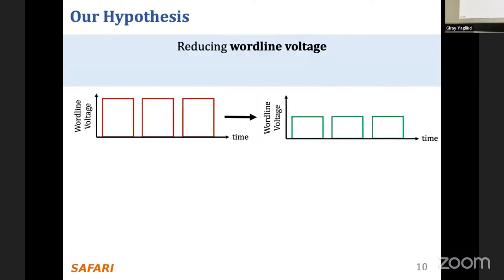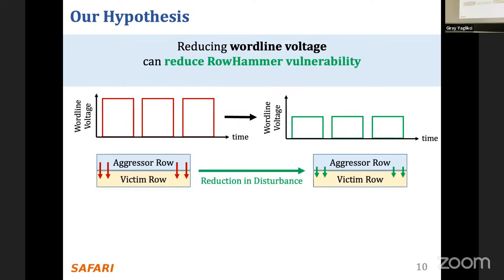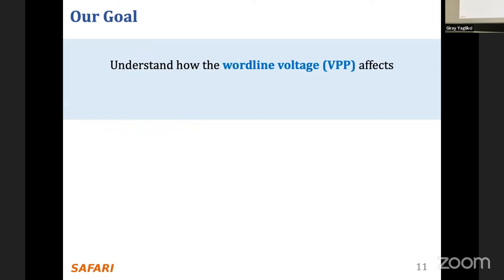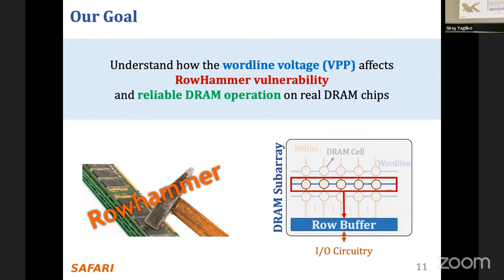Our hypothesis is that when we reduce wordline voltage, since these pulses are smaller, you hammer rows in a weaker way. So we expect to observe some reduction in RowHammer vulnerability. But at the same time, reducing the wordline voltage, if you consider this circuitry of capacitor and access transistor, will cause a weaker channel in theory, and this can hurt other DRAM operation. And we expect that this will not be a significant effect. Our goal is to understand the wordline voltage effects on RowHammer vulnerability and reliable DRAM operation.